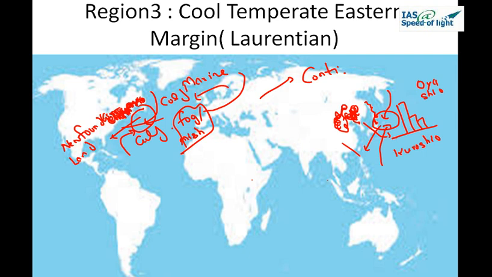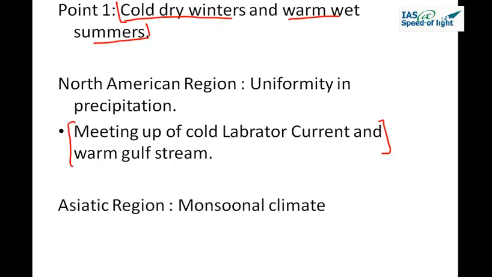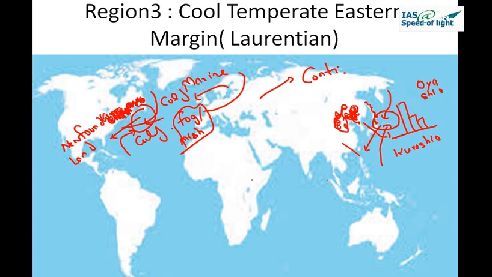So again, in China, we said it's more of summer rainfall, while in the American part this is well distributed rainfall throughout the year.